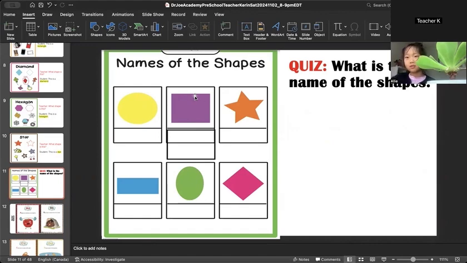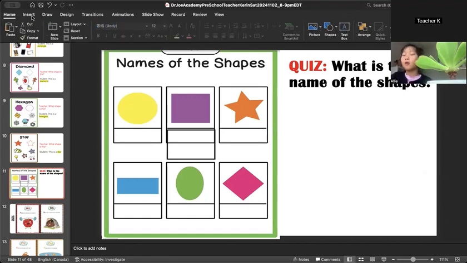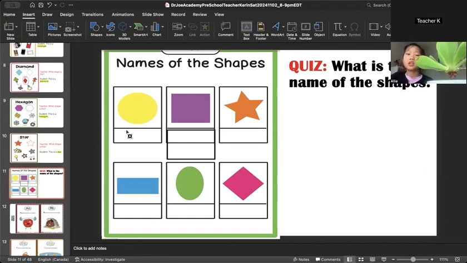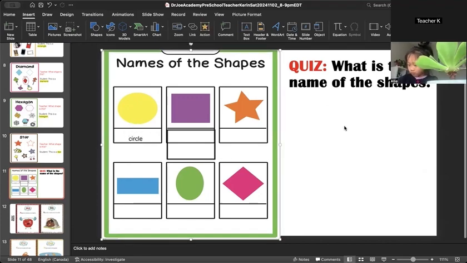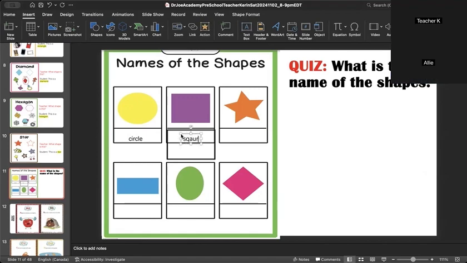A square. Yeah, this can be a square or a rectangle. A star, a rectangle, an oval, and a diamond. Yes. Good job. You are killing it today. I'm so happy that you truly know your shapes and you know how to identify them and find similar objects, which is really good. Keep up the good work, Allie.